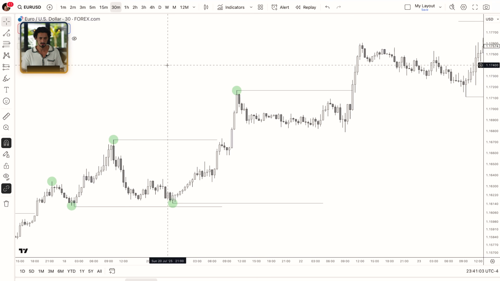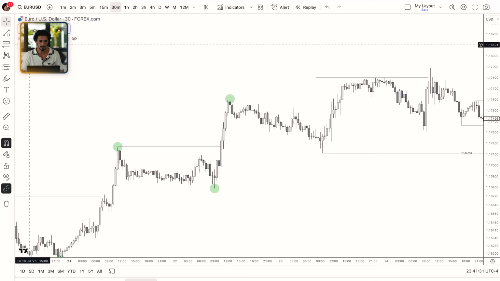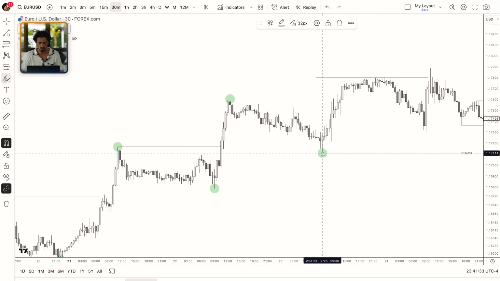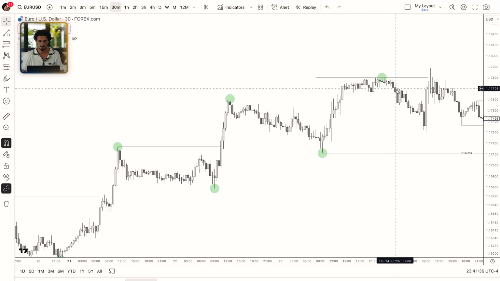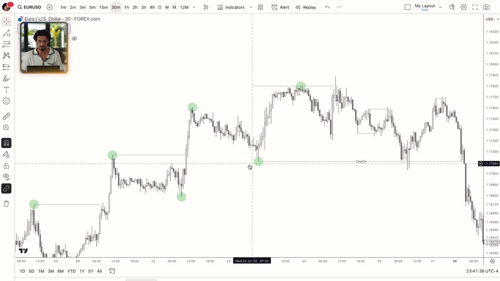And then we break structure. You can see that we're respecting our structural levels. Then what happens? Price comes back, we put in a low, we go again, we find a high. And then we have high to low. And price cannot break out of this level.